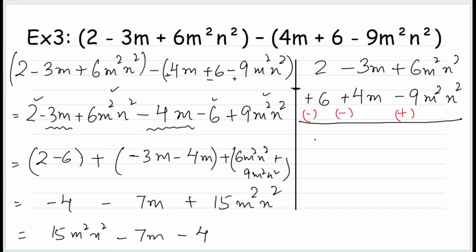So 2 minus 6, a new red sign. 2 minus 6, negative 4, negative 3, negative 4, negative 7m, plus 6 plus 9, 15m square n square, and this is our answer. I hope the subtraction of polynomials would be clear to you by now.